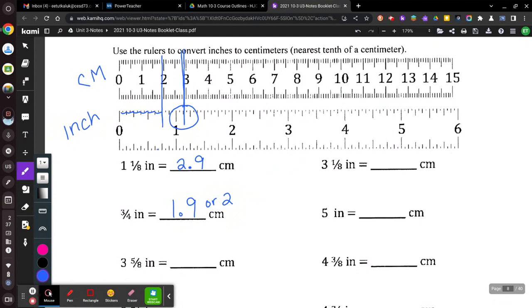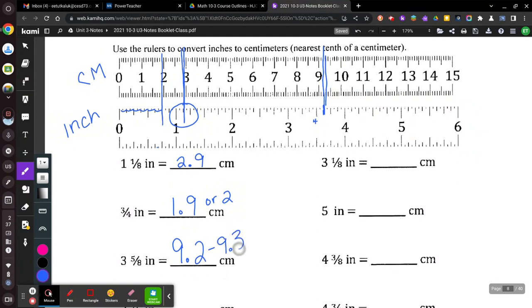Okay, the next one, 3 and 5 over 8. So we're going to find the number 3. This is 0.4. Here's 5 over 8. So 5 over 8. Now I'm going to draw the line straight up. I'm going to get about a 9.2. Okay, I draw really crooked, don't I? Between a 9.2 and a 9.3.